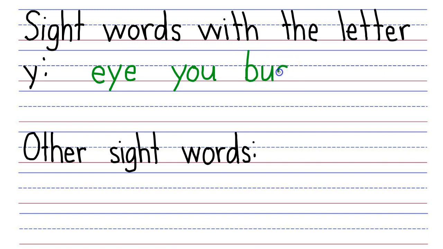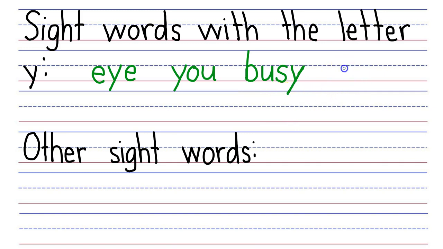B-U-S-Y. And this word, the Y makes a sound you would expect, a long E sound, E, but the U makes a sound you would not expect. It makes a short I sound, I, which is very unusual. So that's why busy is a sight word. The U doesn't make a sound you would expect.